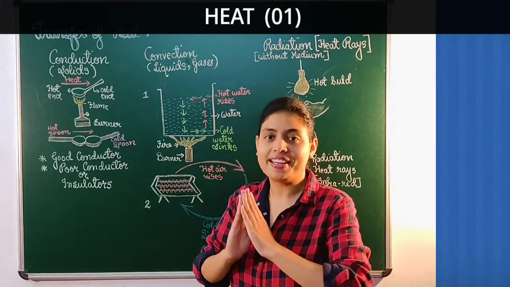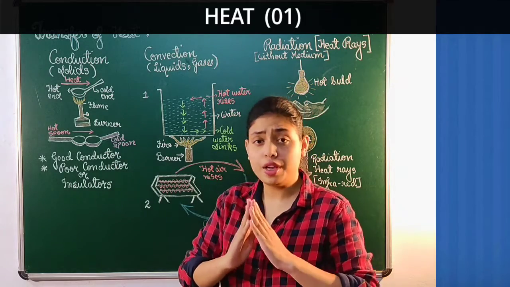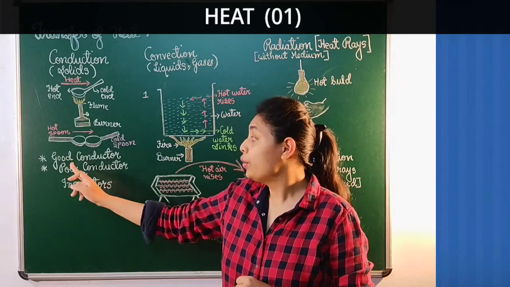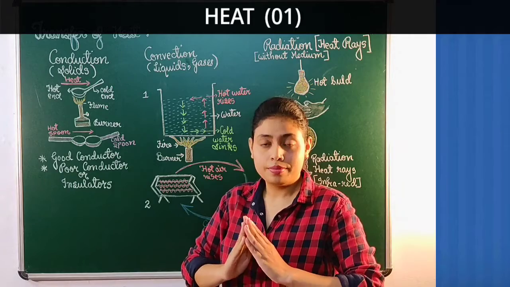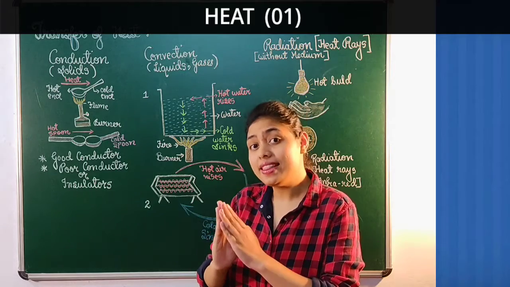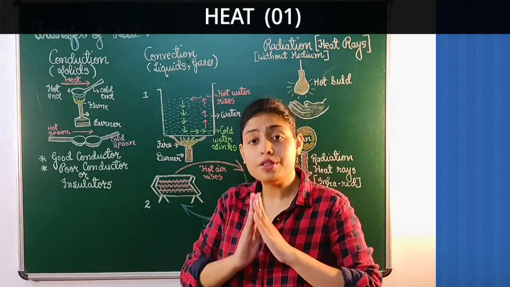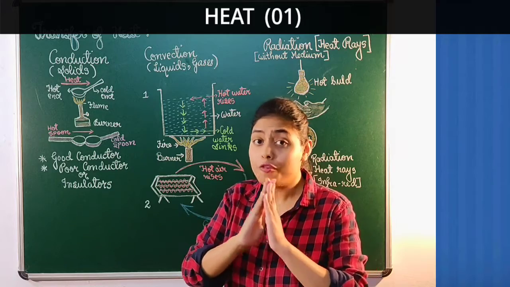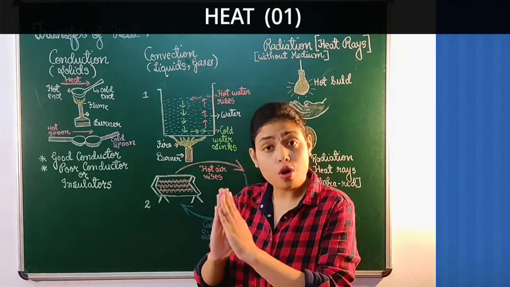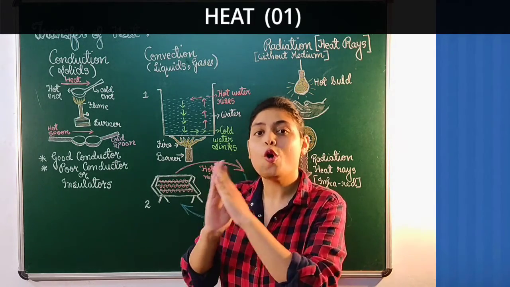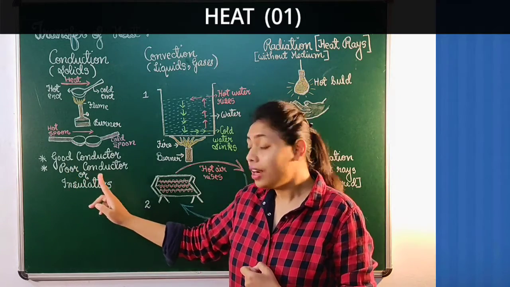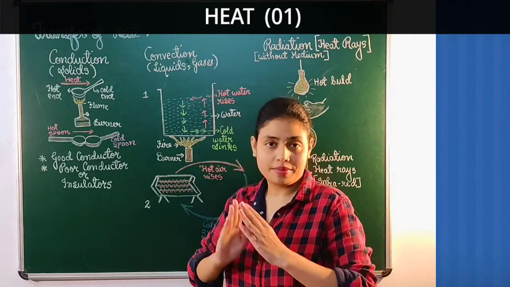The process of transferring heat from a hotter part to a colder part of an object by conduction takes place only in solids. Children, there are some materials which conduct heat very easily and are known as good conductors of heat. They are also called conductors only. In other words, we can say that good conductors are those materials which allow the flow of heat very easily. Whereas there are some other materials which do not allow the flow of heat easily. These materials are called poor conductors of heat or insulators.